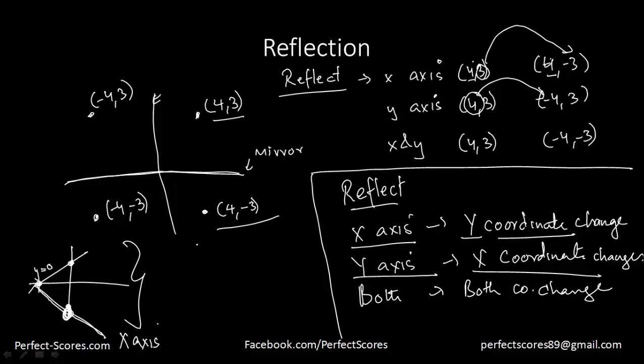So the reflection of this line with respect to the y-axis, the x coordinate is going to change, but the y will remain constant. So this would be the reflection with respect to the y-axis, and this would be the reflection with respect to the x-axis. But with respect to both the x-axis and y-axis, both coordinates are going to change. That means the line is going to become something like this. So suppose you've understood this reflection. GRE guys, very important for you. So let's move forward, guys.